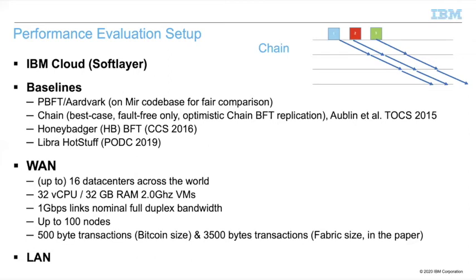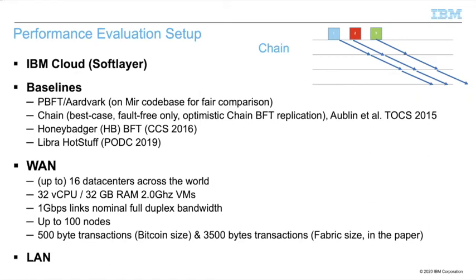For very high throughput, we compare to Chain, a best case, fault-free, optimistic chain BFT replication protocol from the Next 700 BFT Protocols paper that appeared in Transactions on Computer Systems in 2015. This protocol is known to be the throughput-optimal BFT protocol when there are no faults on local area networks. We evaluate it on wide area networks to see how Mir performs with respect to this very optimistic protocol. We also compare it to Honey Badger and Libra Hotstuff. For PBFT and Chain, we use our code, and for Honey Badger and Hotstuff, we use the actual code of these protocols.